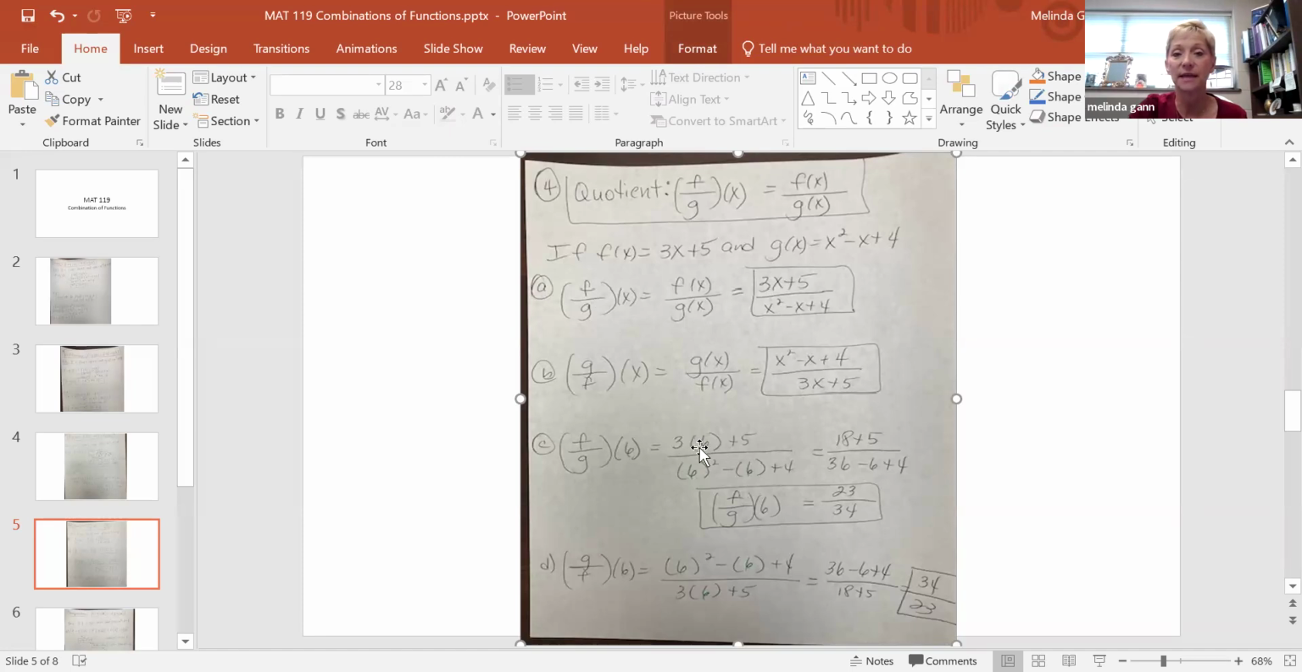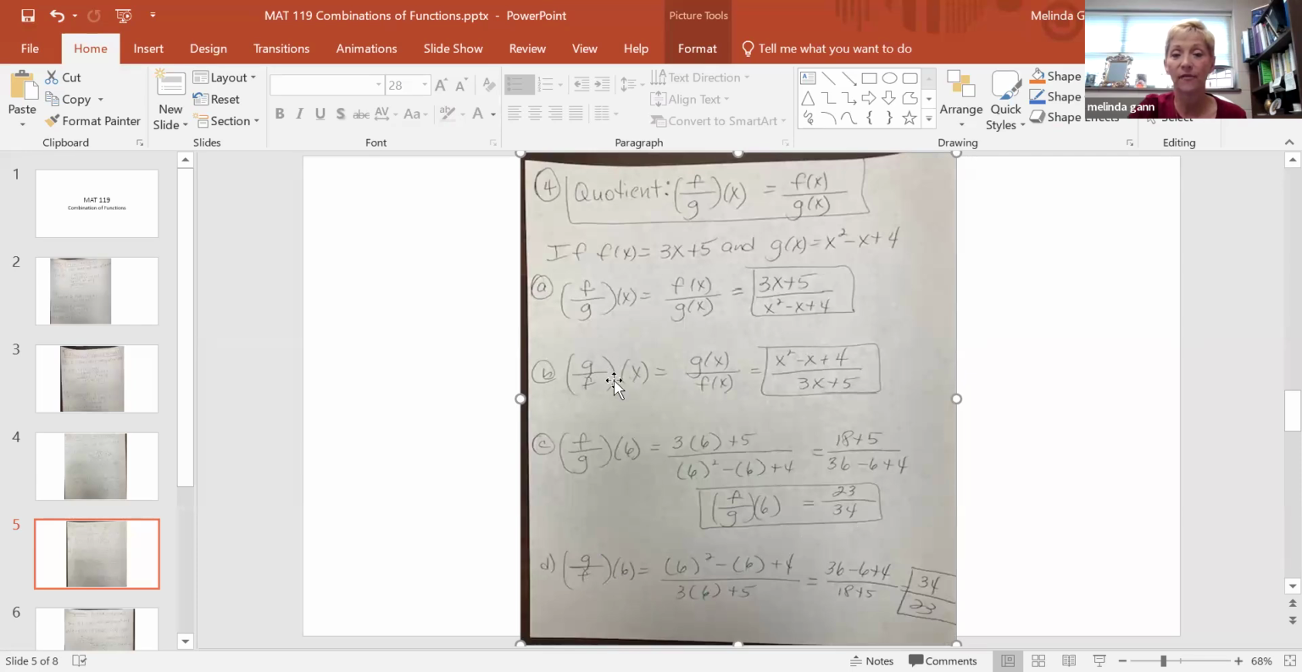Well, 3 times 6 is 18. And then 6 squared is 36. So 18 plus 5 is where I got the 23. And 36 minus 6 plus 4 is 34. And that fraction won't reduce. Well, what if instead you had g divided by f of 6?